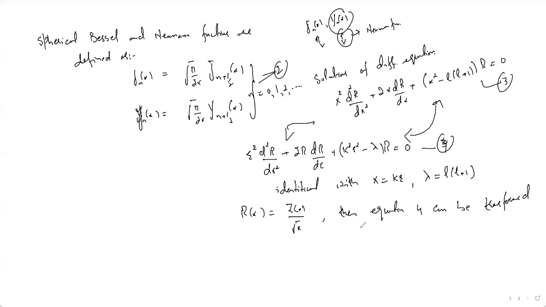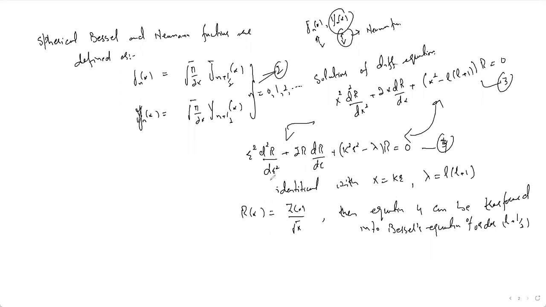So then equation 4 can be transformed into Bessel's equation of order L plus 1 by 2. Okay, and this will be a Bessel equation of order L plus 1 by 2.